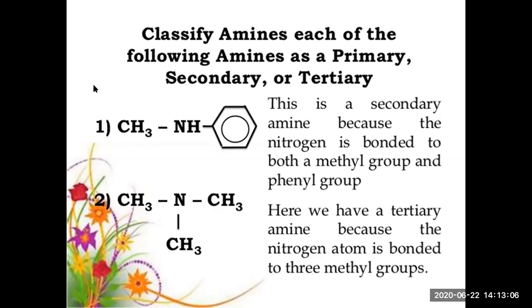Next, classify amines. Determine whether each of the following amines is primary, secondary, or tertiary. This is a secondary amine because the nitrogen is bonded to both a methyl and a phenyl group. Here we have a tertiary amine because the nitrogen atom is bonded to three methyl groups. These are examples, and many more examples are also written in your book, just to show how we can differentiate between secondary, tertiary, and primary amines.